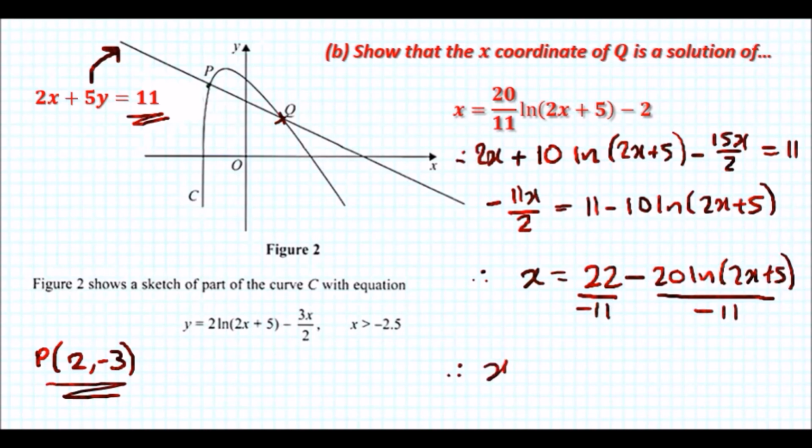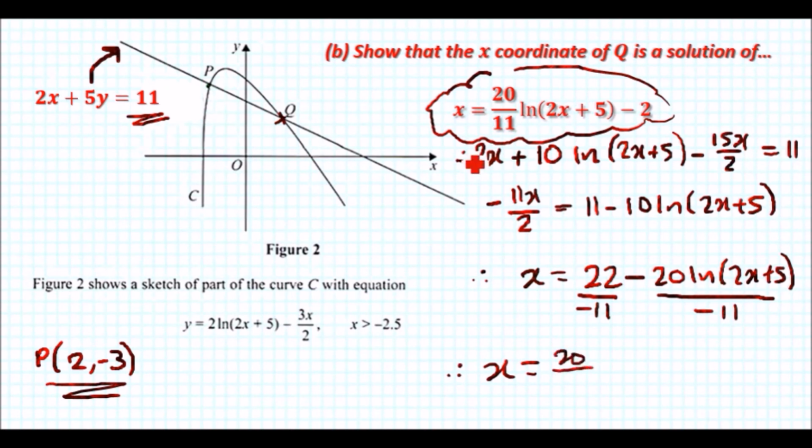Therefore x, just tidying this up, you can see that this becomes minus 2 and this becomes plus 20 over 11, just like we have here. So we're going to get exactly 20 over 11 log 2x plus 5, all subtracted by 2. And that's it, guys.